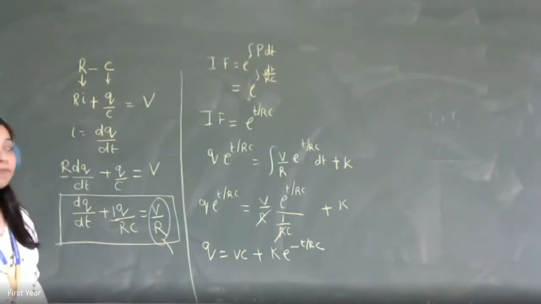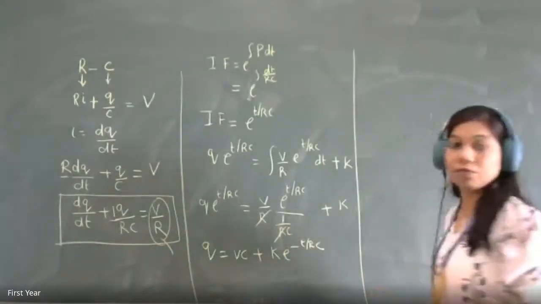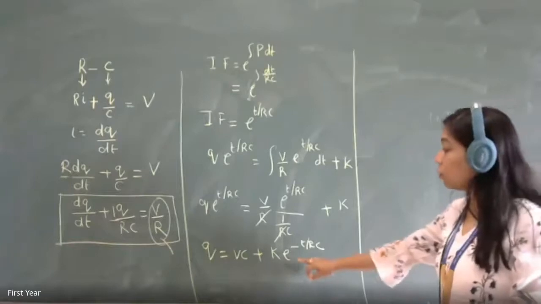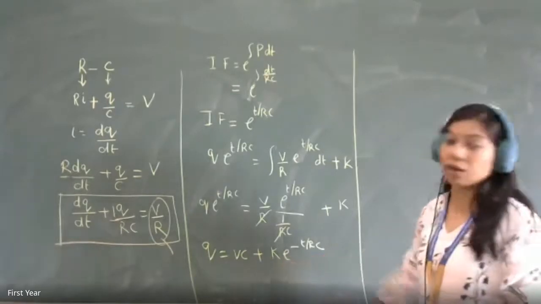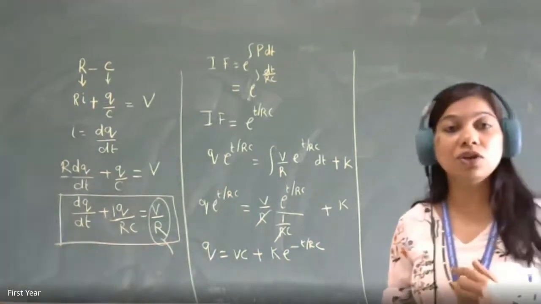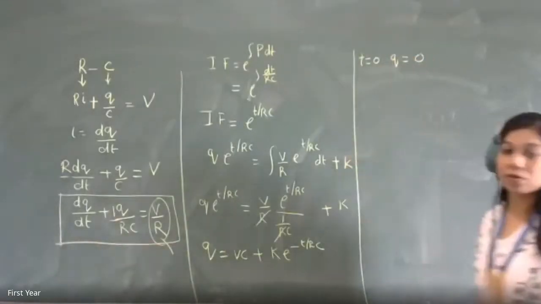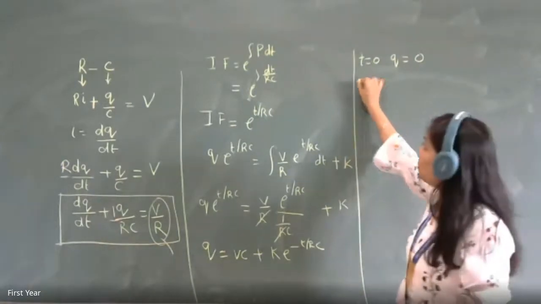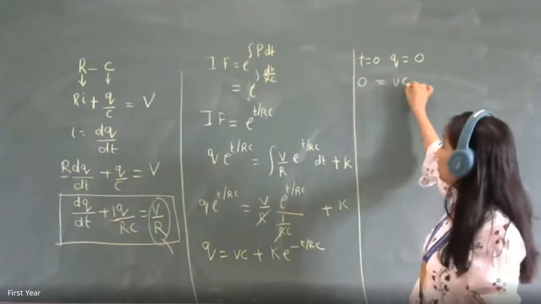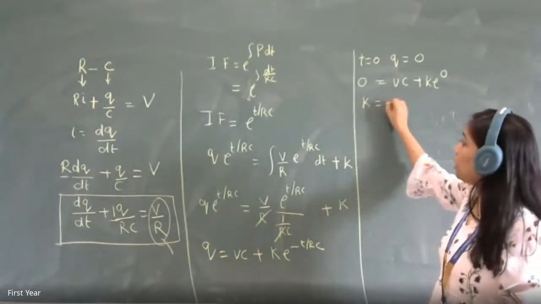Clear everyone? Yes. Now, what will be your further answer? We have to find the value of this unknown constant of integration k, for which the initial condition should be used. What is the initial condition given to you? At t equal to 0, q is equal to 0. Okay, and therefore 0 is equal to VC plus k into e raised to 0. So k is equal to minus VC.